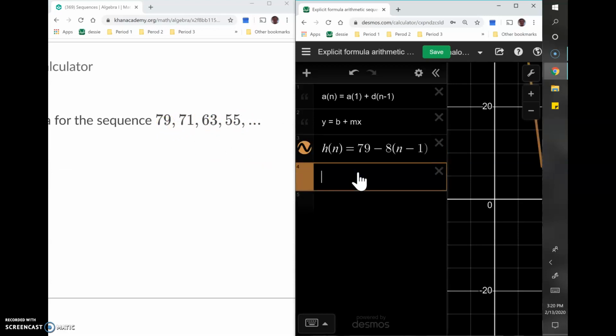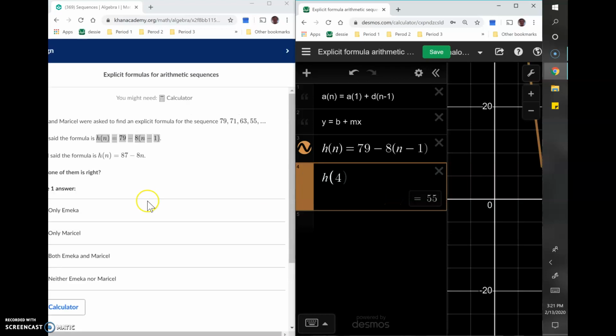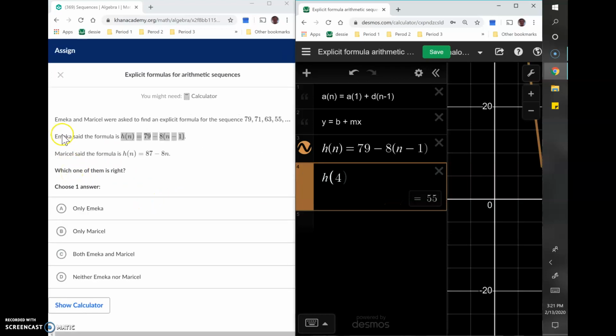So when the input is h, h is the name of the function, right? If I used f here, it's not giving me back anything because the function we named it h, so we got to use the h here. If I type in a 1, the input, the output should be 79. Good. If I type in an input of 2, the output should be 71, which it is. 3, the output should be 63. Sweet. 4, 55. So right now, when I look at this, Amika's formula is legit.